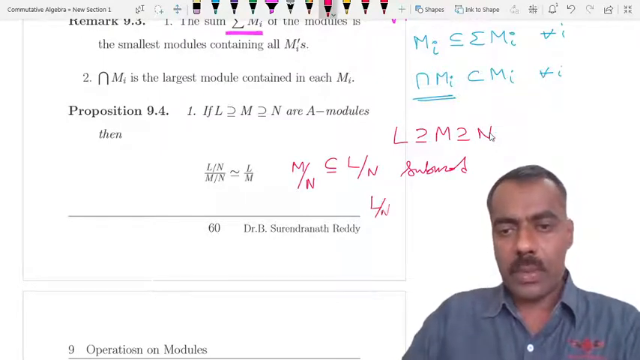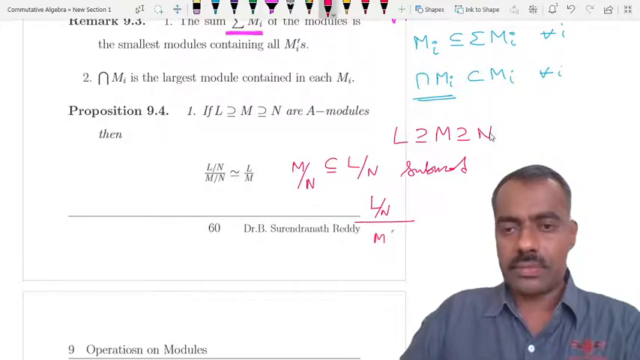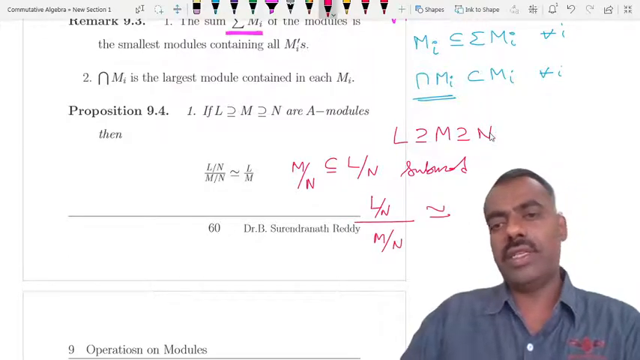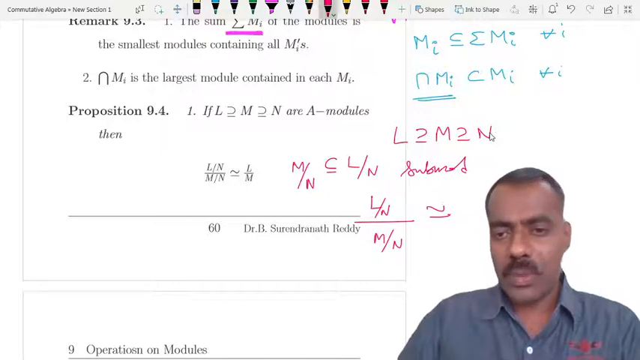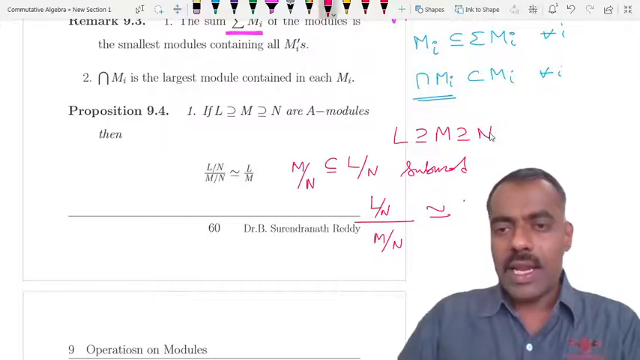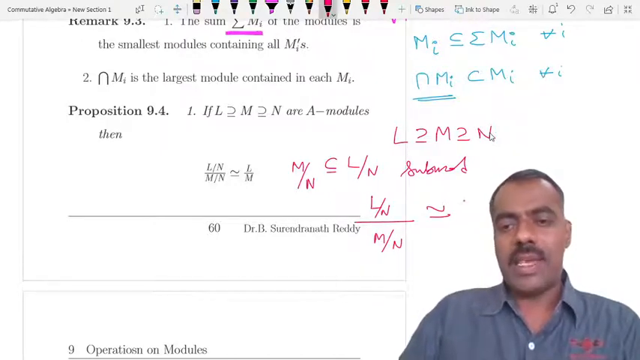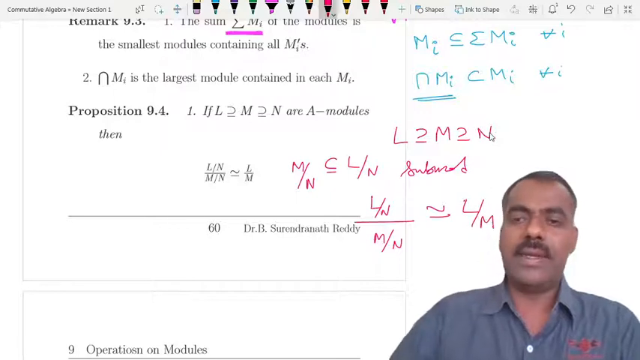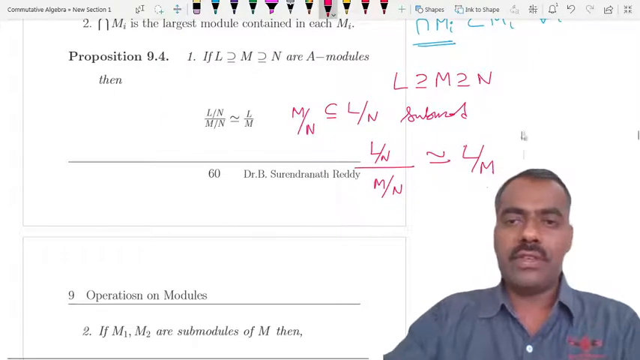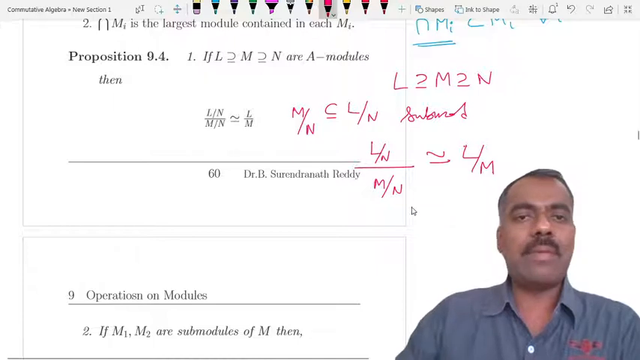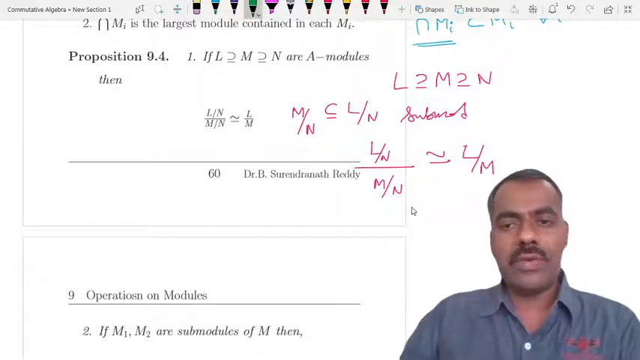Therefore you can talk about its quotient, and we expect that this should be isomorphic to L modulo M, because M is a submodule of L. If you understand this, then defining a map is not at all difficult. Obviously, how will we define it?